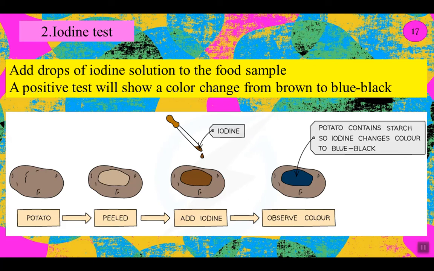The second test for carbohydrates is the starch test or the iodine test. In this test, we have to add a few drops of iodine solution to the food sample. Then a positive test will show a color change from brown to blue-black.